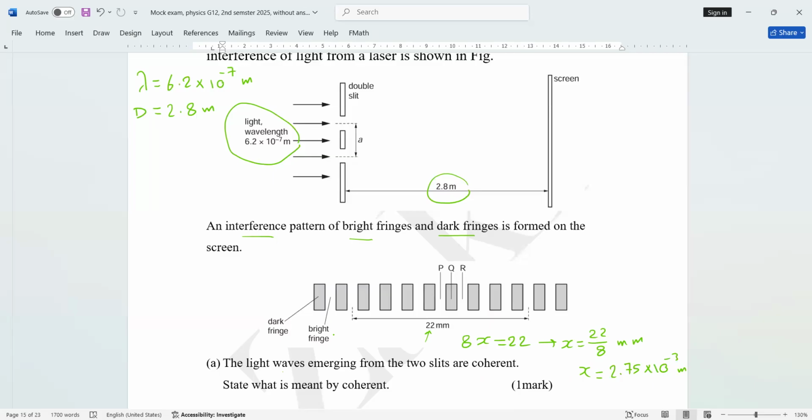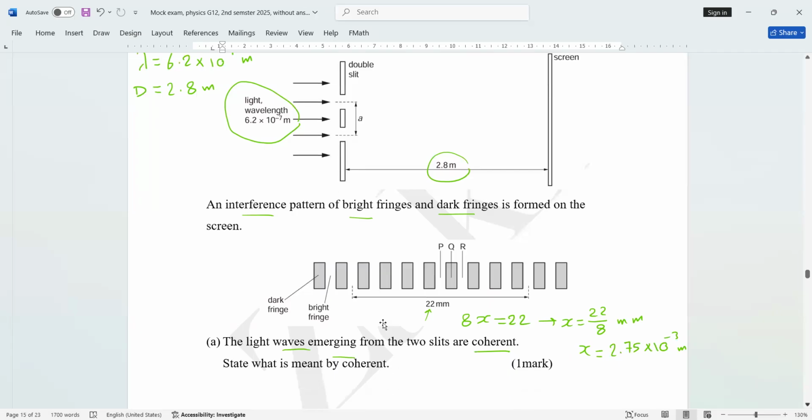Light waves emerging from the two slits are coherent. State what is meant by coherent. Coherent means two or more waves have a constant phase difference. Now, next part.